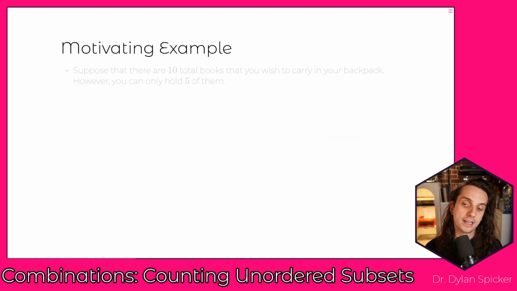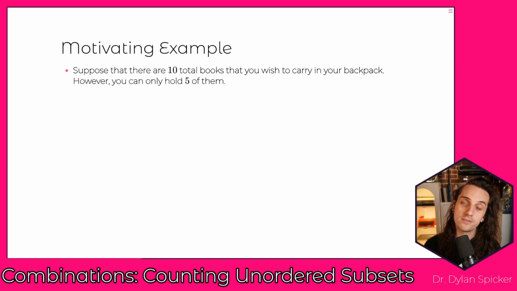So what is our motivating example here? Well, suppose that there are a total of 10 books that we have, and we want to carry these in our backpack or in our book bag, but we're only going to be carrying 5 of them. So how many ways are there of us carrying 5 different books in a bag where, of course, because they're just being thrown in our bag, the order that they're put in there does not actually matter?